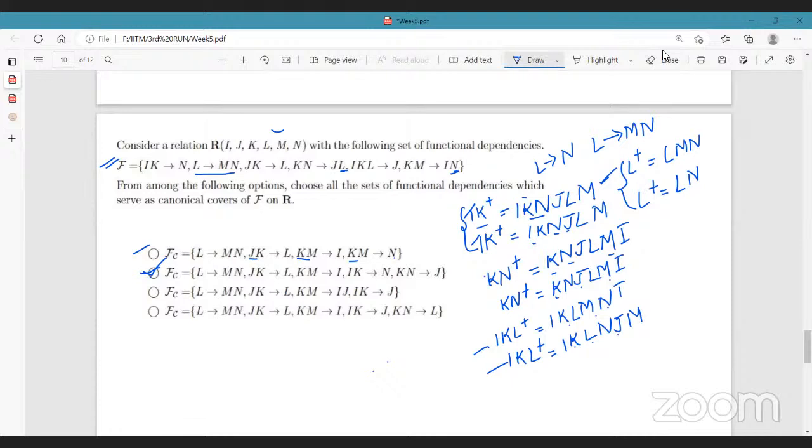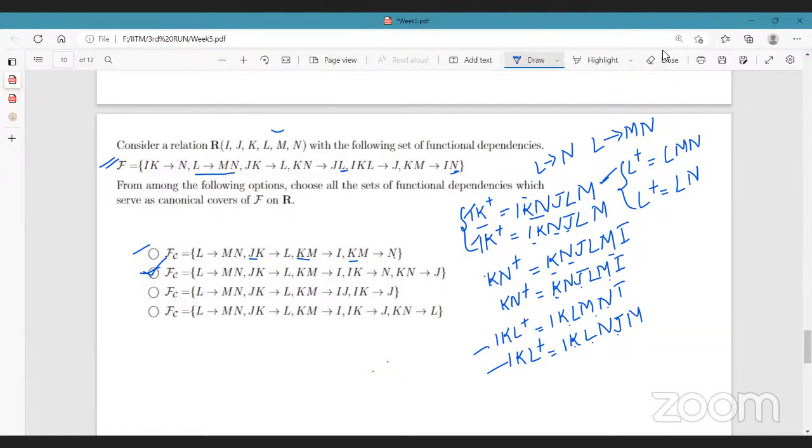So in order to find the canonical cover, the first step is we have to find out the extraneous attribute and remove it, and then we have to find out the redundant functional dependency. After removing those functional dependencies, we'll get a canonical cover.